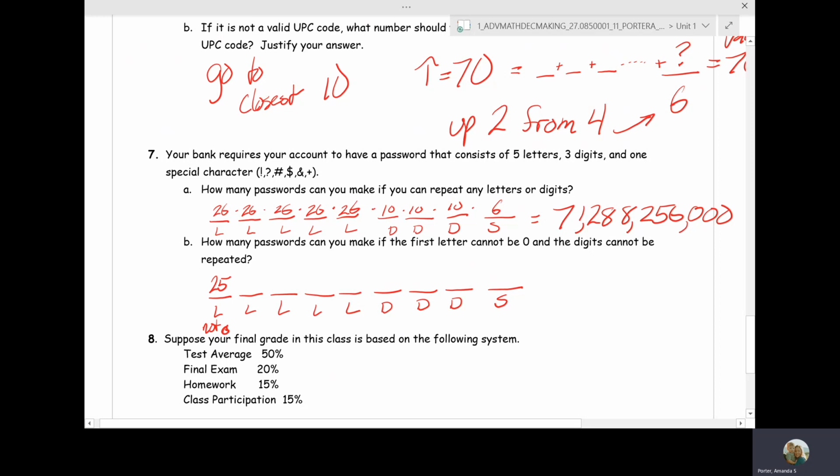It says the digits cannot be repeated. So when I have 10 digits for the first one, the second one would be 9, and the next one would be 8. But everything else seems free and clear. So all my other letters are 26. And the special characters is still 6.